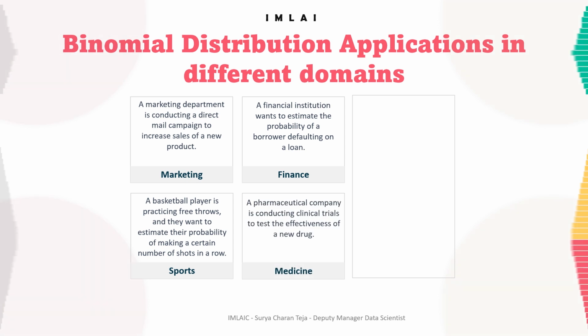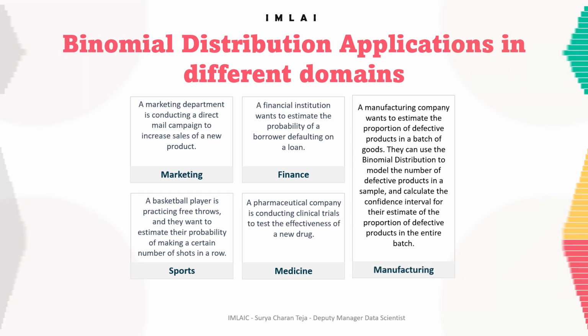So a pharmaceutical company is conducting clinical trials to test the effectiveness of a new drug. They want to estimate the proportion of patients who will experience a certain side effect. So the number of patients who experience the side effect follows a binomial distribution, and the pharmaceutical company can use this to calculate the probability of a certain number of patients experiencing the side effect. And we have manufacturing.